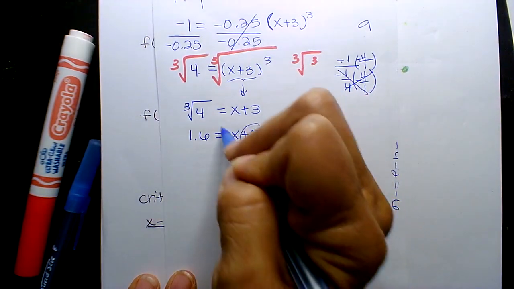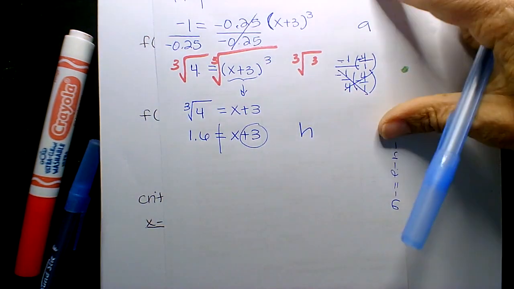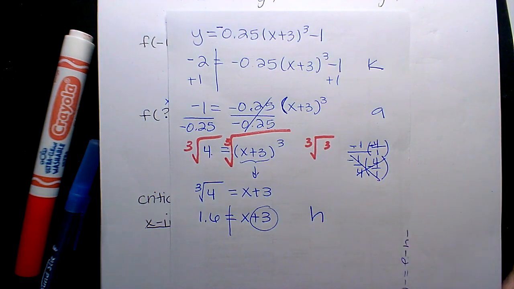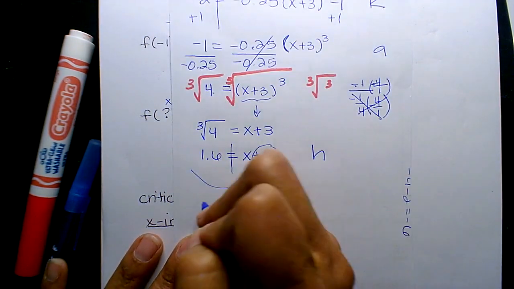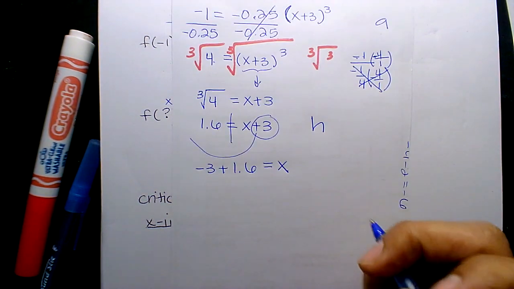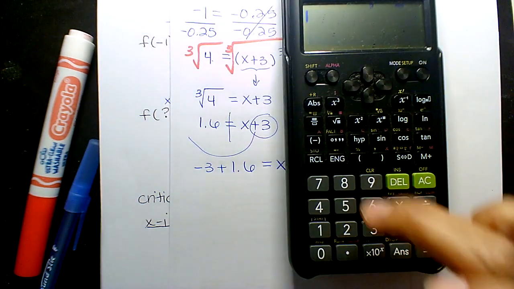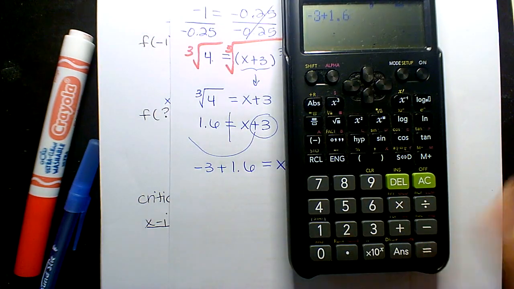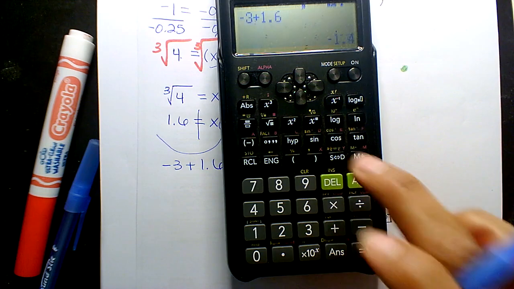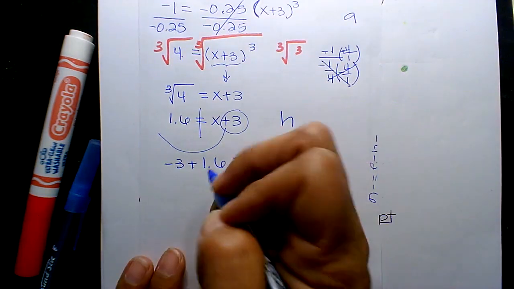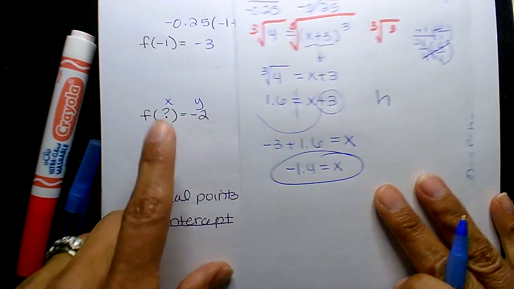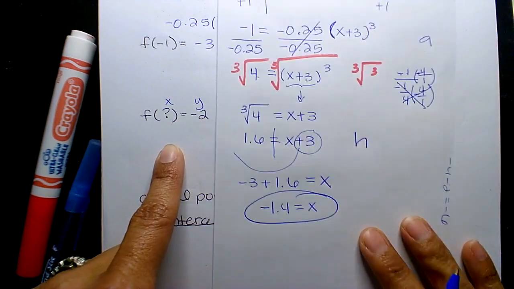Okay, so now take that, and now it's h. So Ka inverse the function, sorry, h, take that -3 to the front. So I get -3 plus 1.6 is equal to x, and what is that number? -1.4. And that is the answer. Oh yeah, to this one.